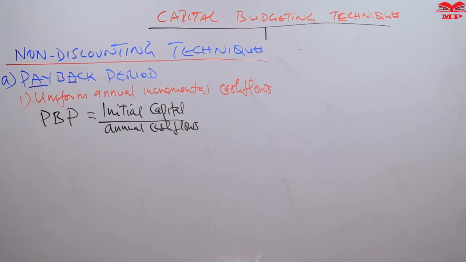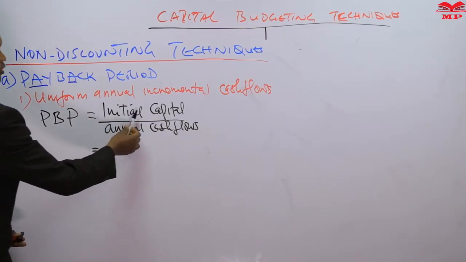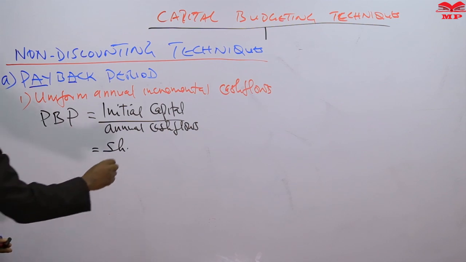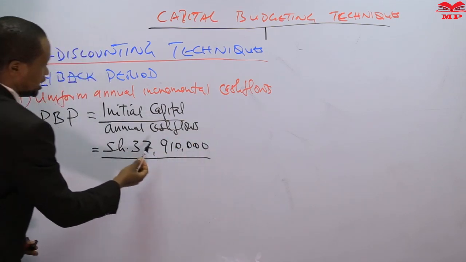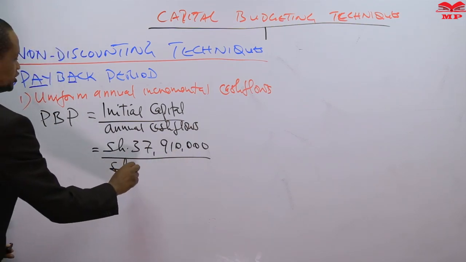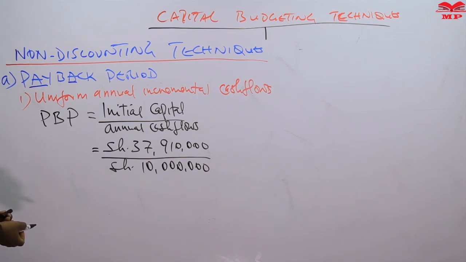So, example: a venture costs 37,910,000 shillings and promises a return of 10 million shillings per annum indefinitely. Required, determine the payback period for this venture. In that illustration, the payback period will be equal to the initial investment, and in this case the initial investment is 37,910,000. We divide that by the annual cash flows. From the question we are told that the annual cash flows will be 10 million per annum indefinitely.